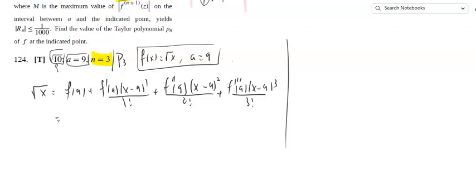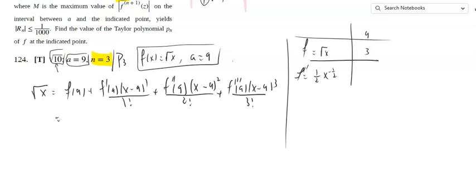Now, I'm going to find f equal radical x evaluated at x equal 9. That's simply 3. And if I take a derivative, that's 1/2 x to the negative 1/2. Evaluated at 9, that's 1 over 2 times radical 9. That's 1 over 6. And if I take another derivative, that doesn't look clear enough. Here we go.